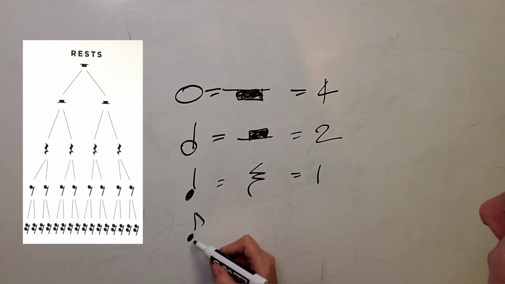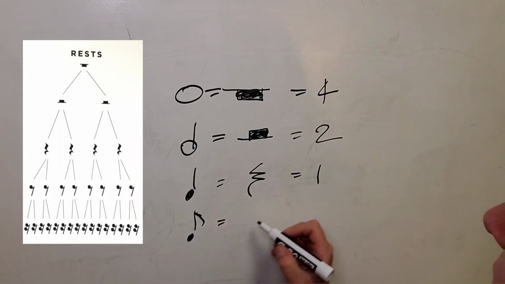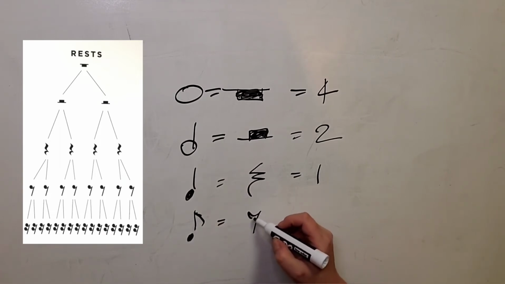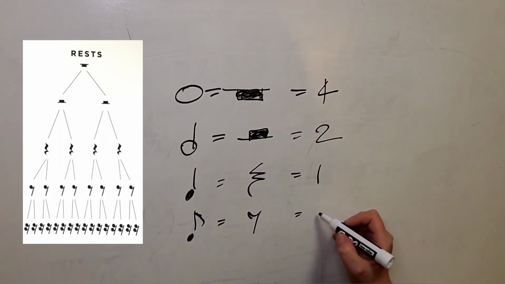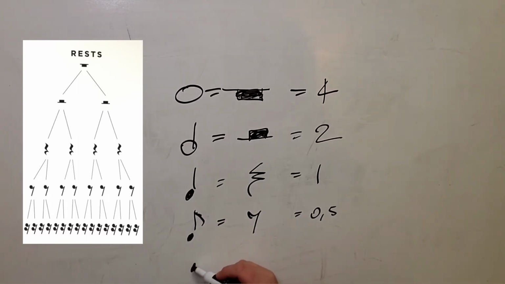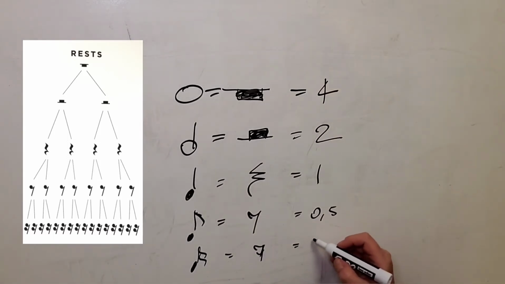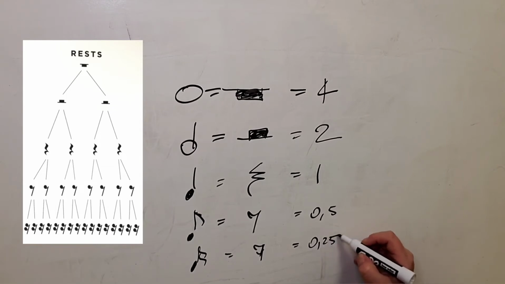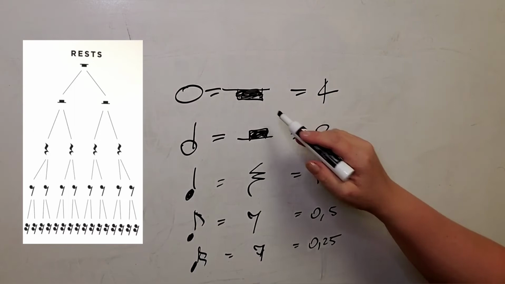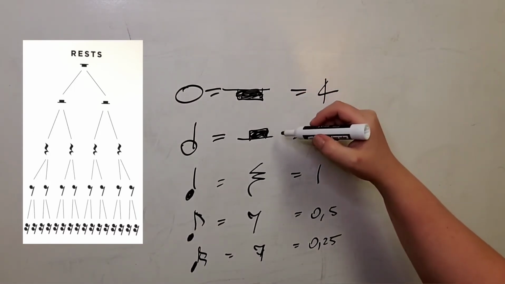For the 8th note, notice the single 8th note has a little bit of a flag here. That's when we write single 8th notes. The 8th rest looks a little bit like a 7. So that's half of the beat. And then the 16th note, and this is a 16th rest. So that's going to be 1/4 of the beat.